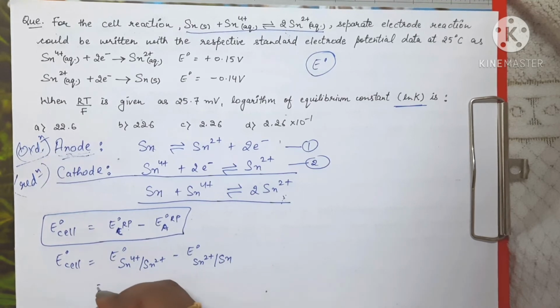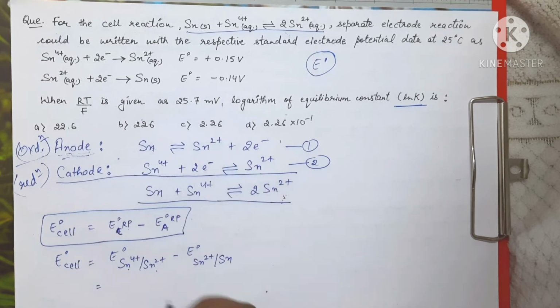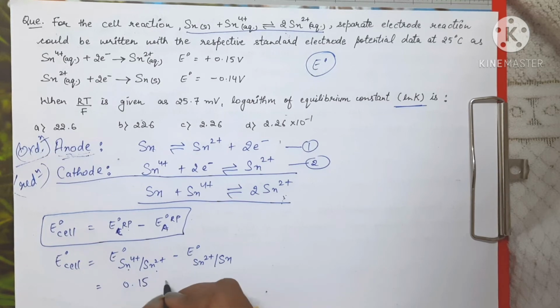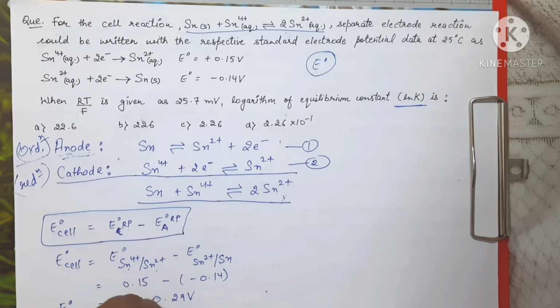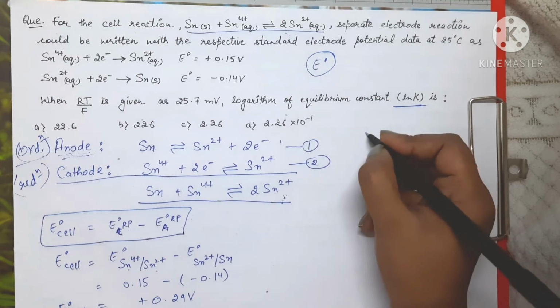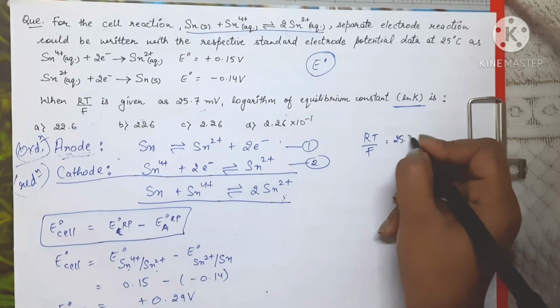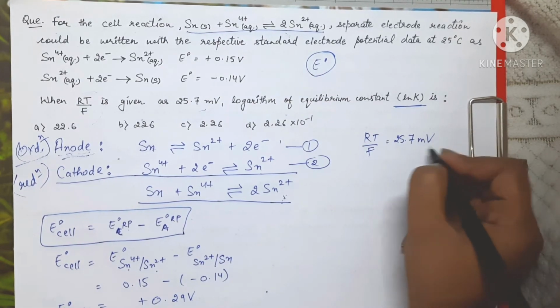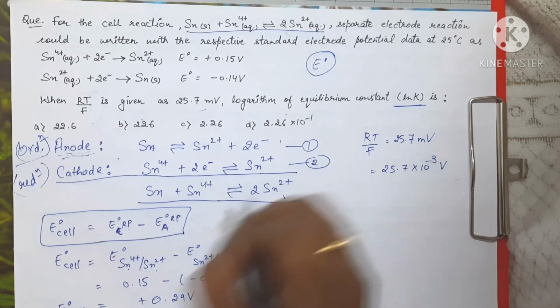Now we just have to put the values. For Sn4 positive to Sn2 positive, the value is 0.15 minus 0.14, so we'll get plus 0.29 volt. This is the E naught of this given cell. Now we have been given the value of RT by F in the question and it is 25.7 millivolt. Now we'll change this value into volt, so it will be 25.7 into 10 raised to power minus 3 volt.